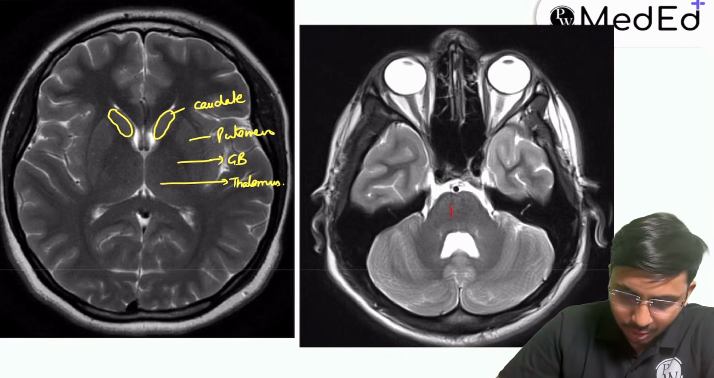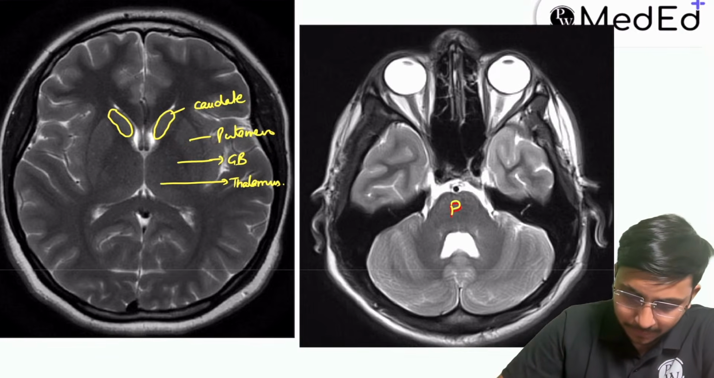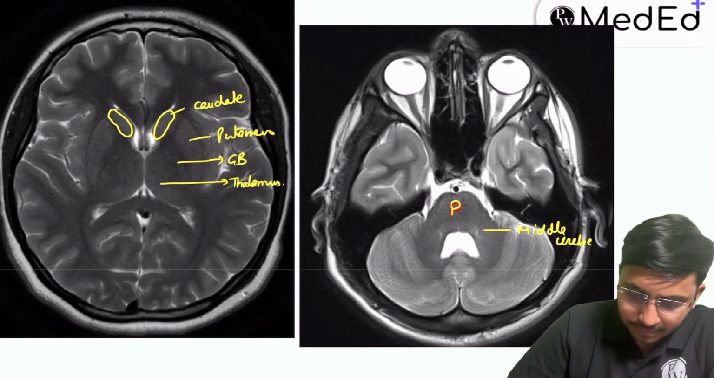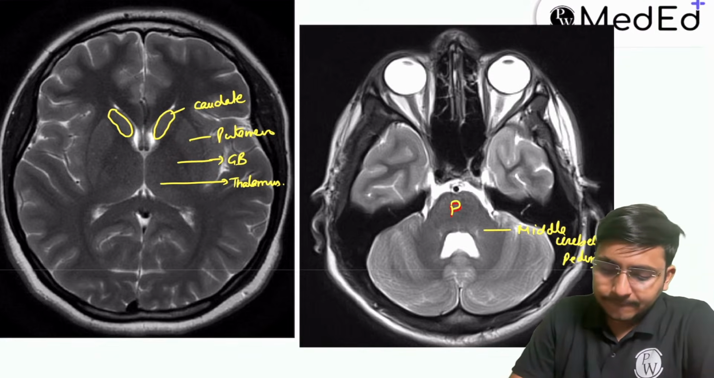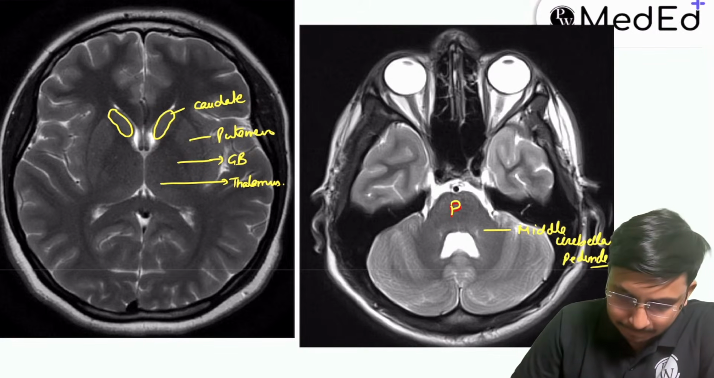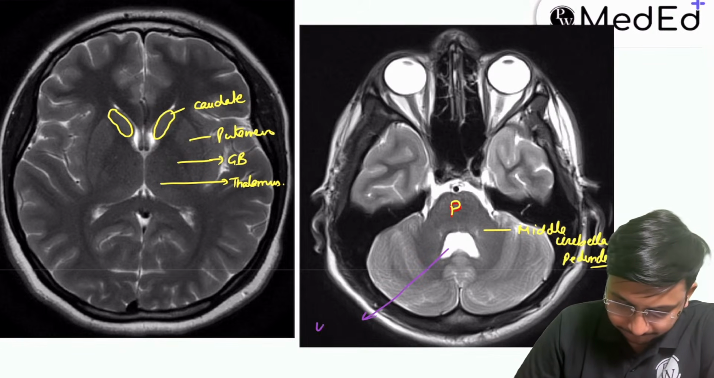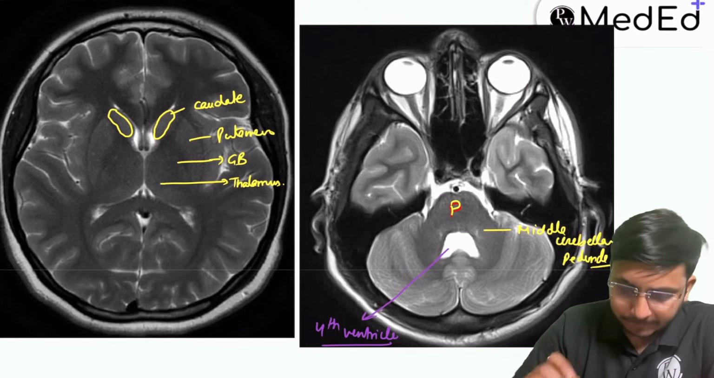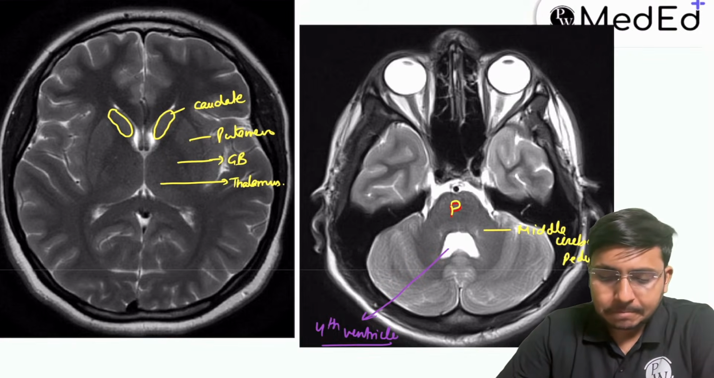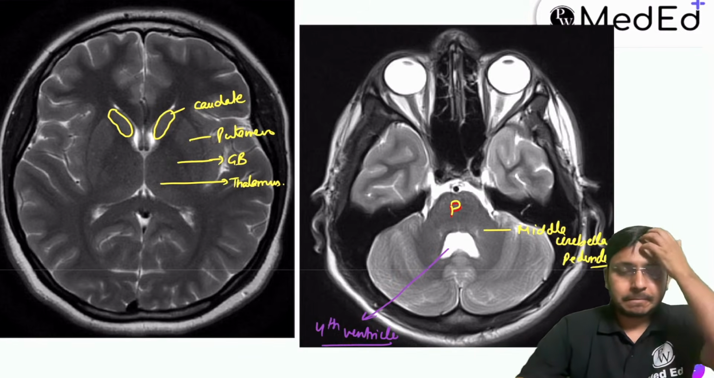Now this is the pons, middle cerebellar peduncle, fourth ventricle. This is the fourth ventricle.